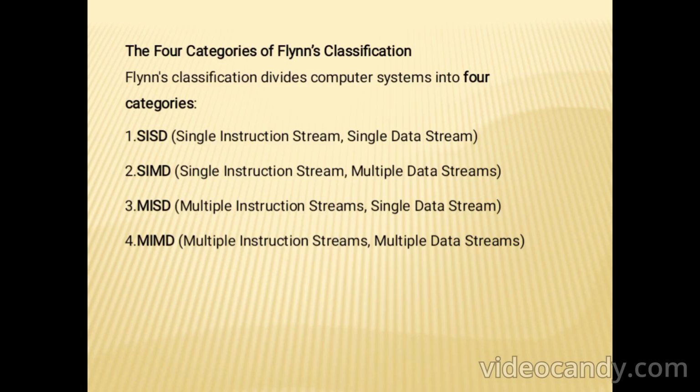Next, moving into the categories of Flynn's classification. Flynn's classification divides computer systems into four categories. One is SISD, which means single instruction stream, single data stream. Second one is SIMD, single instruction stream and multiple data streams. Third one is MISD, multiple instruction streams, single data stream. Fourth one is MIMD, multiple instruction streams, multiple data streams.